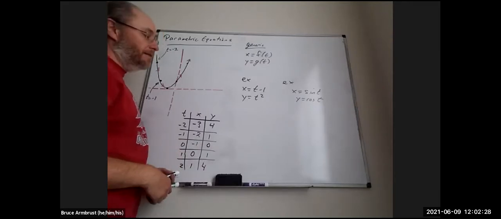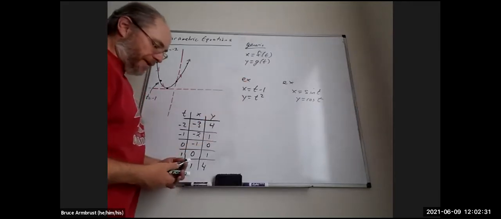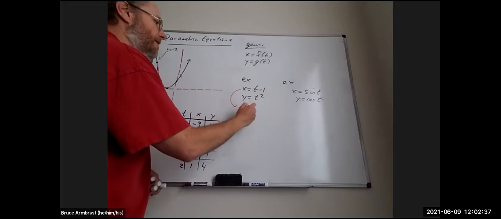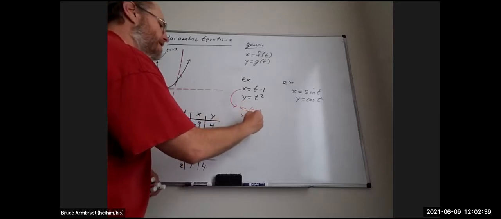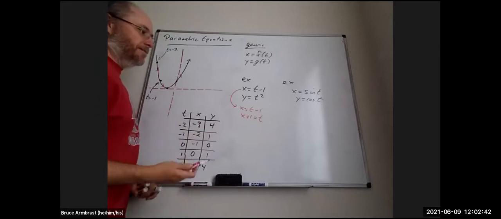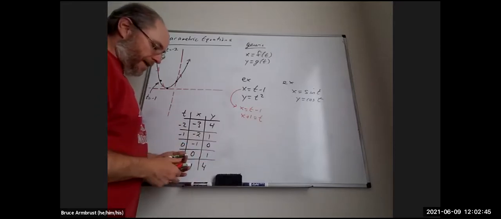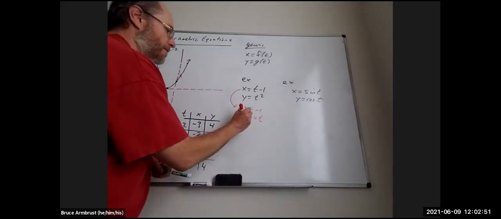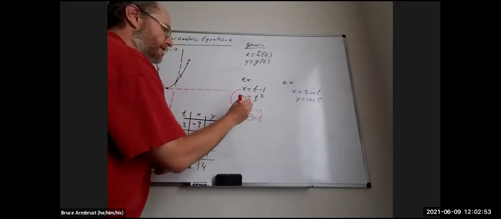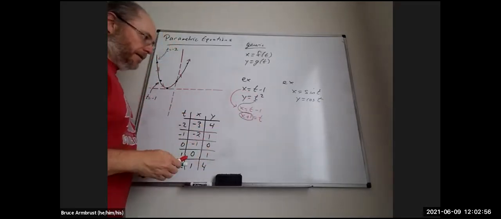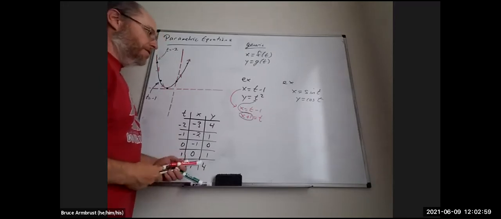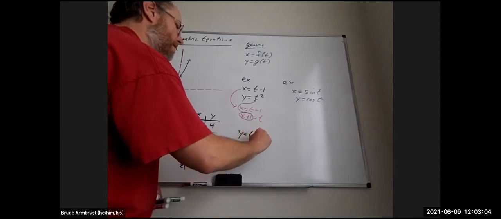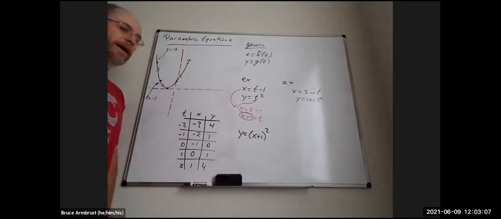And the way you do that, well, in the case of this first one, is we could solve that first equation for t. All right, take this x equals t minus 1. If we solve it for t, we get t is equal to x plus 1. And then we can take that x plus 1 and we can replace it into the other equation for y. So this would give us y equals x plus 1 squared.